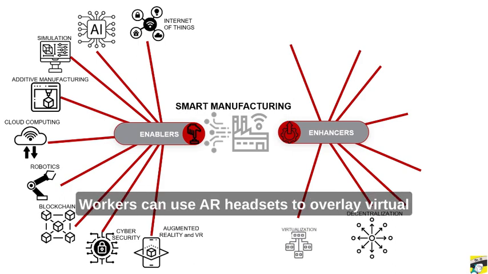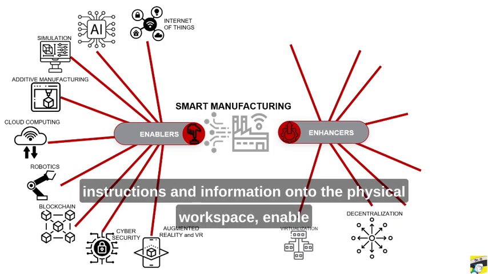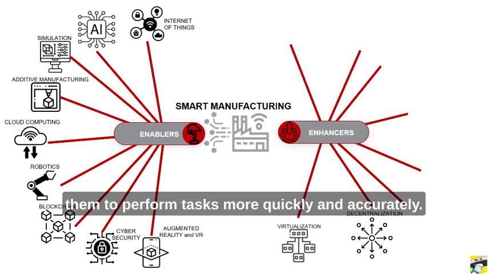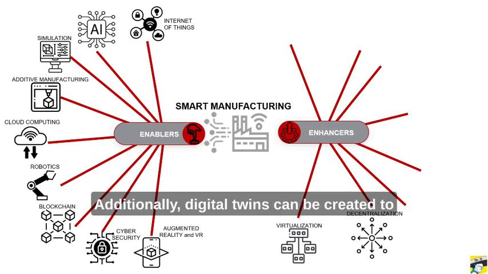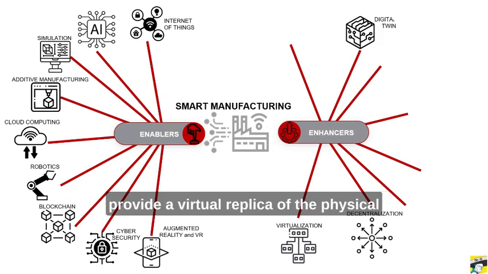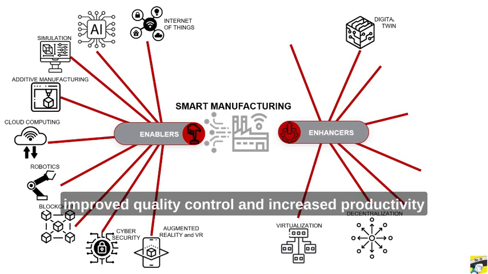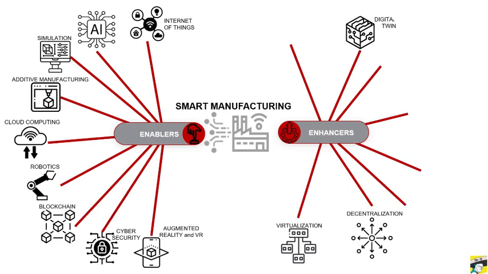Workers can use AR headsets to overlay virtual instructions and information onto the physical workspace, enabling them to perform tasks more quickly and accurately. Additionally, digital twins can be created to provide a virtual replica of the physical products or process, which can be used for simulation, analysis, and optimization. This can result in reduced cost, improved quality control, and increased productivity in the manufacturing process.